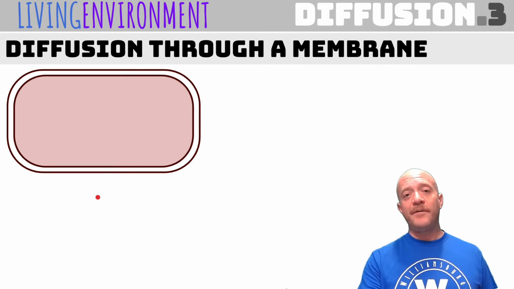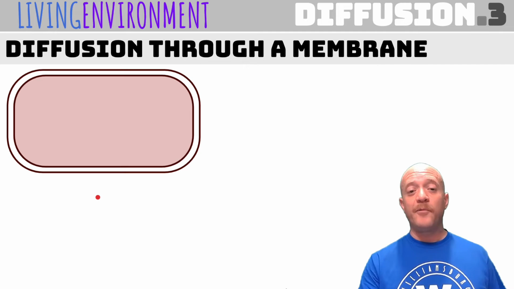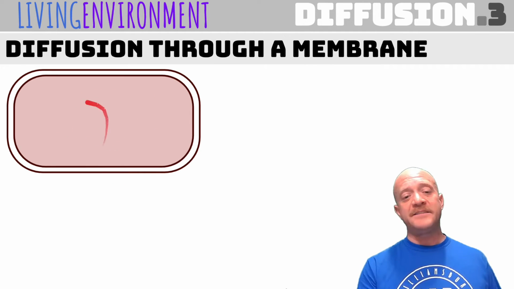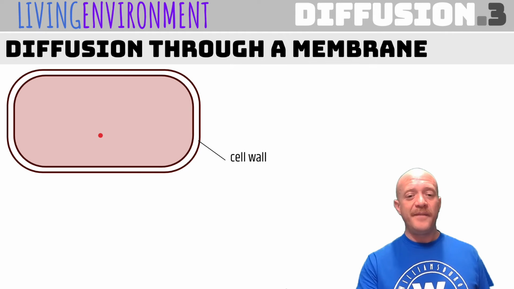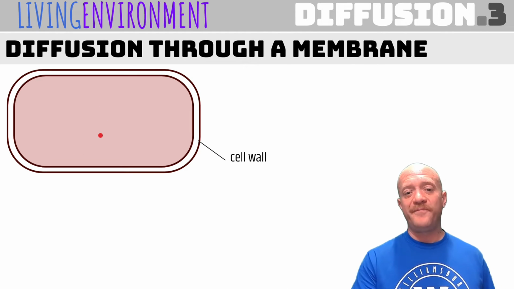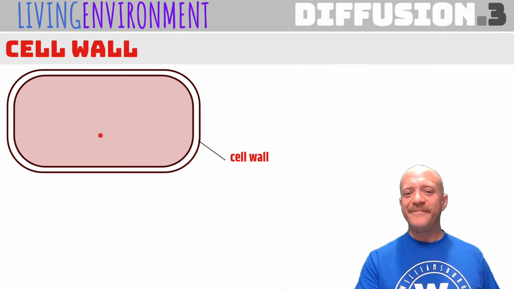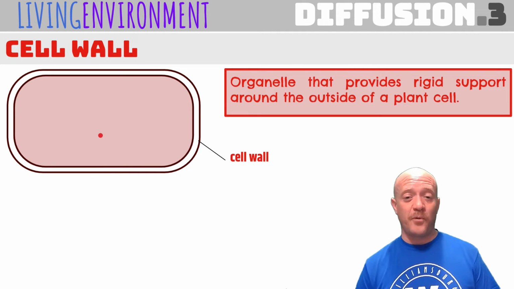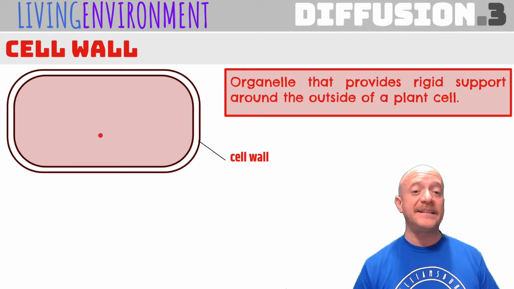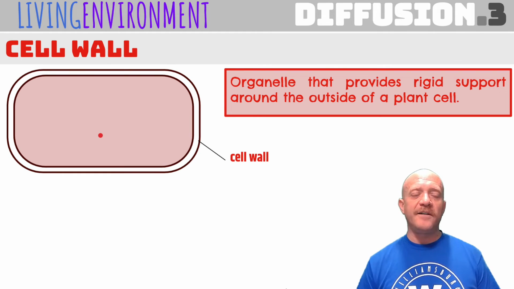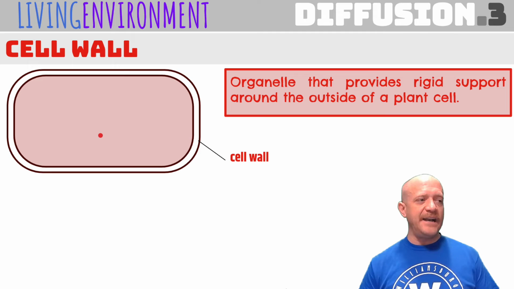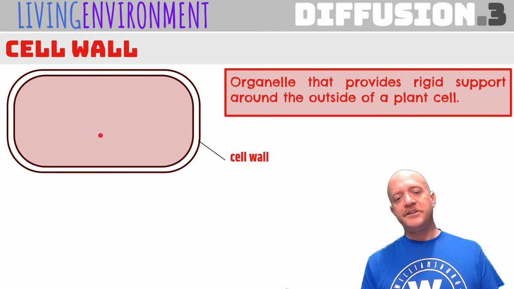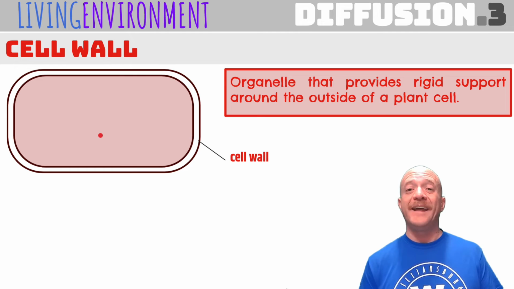Now, you did a lab, the diffusion through a membrane lab, where you looked at an onion cell. And the onion cell is good because you can see the cytoplasm. It's all nice and red. But you have the cell wall. And the cell wall, that is an organelle that provides rigid support around the outside of a plant cell. So the cell wall is kind of like a jar holding a balloon. And the jar prevents the balloon from getting damaged.